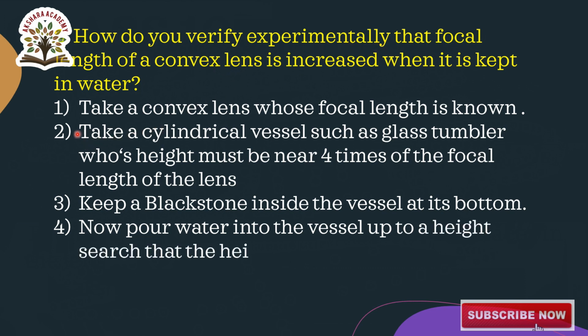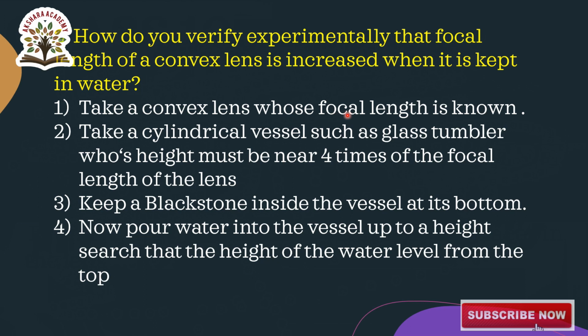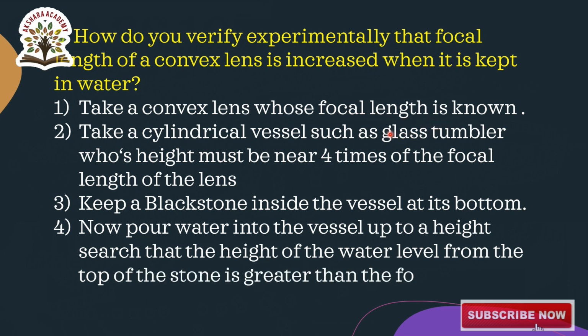Now let us discuss. First point, take a convex lens whose focal length is known. Next, take a cylindrical vessel such as a glass tumbler whose height must be nearly 4 times the focal length of the lens. Suppose for example we are taking the focal length of the convex lens as 15 centimeters. So we have to take the cylindrical vessel such as a glass tumbler whose height must be nearly 4 times 15, that is 60 centimeters.